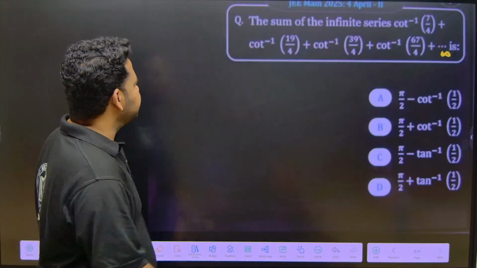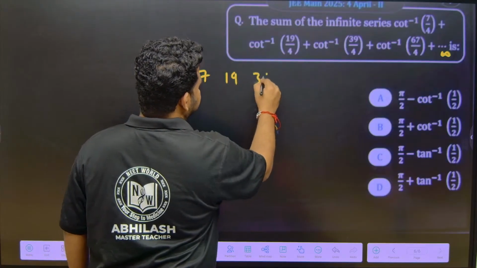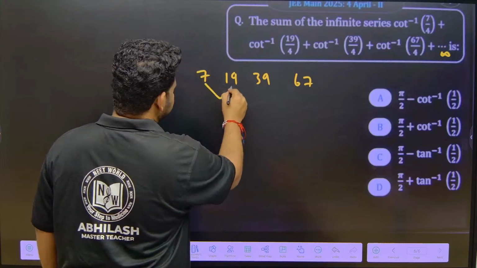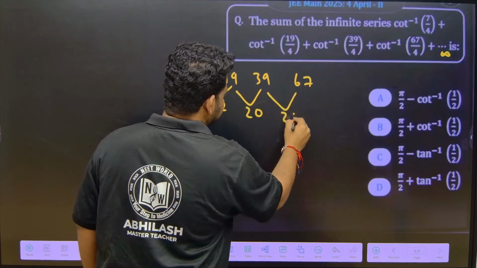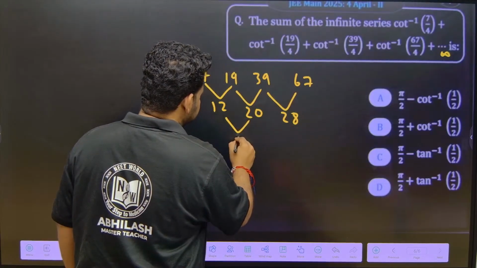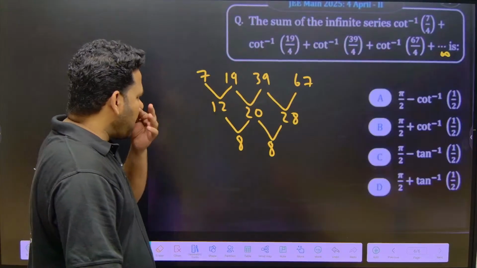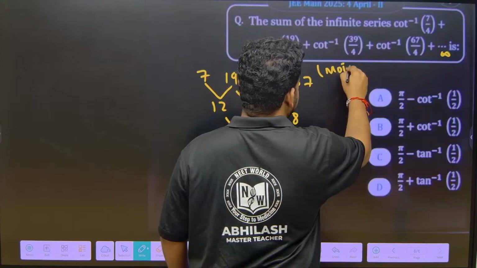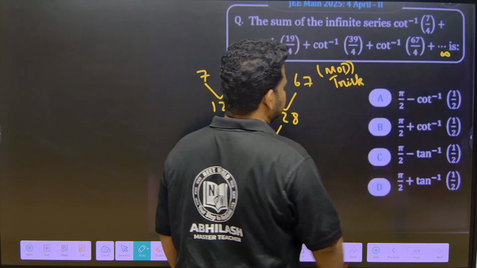In the numerator what we are getting? 7, 19, 39, 67. What is the difference? This is 12, this is 20, this is 28. So the difference is what? Difference is 8 here, here also 8. So we got the constant difference. So here we are using what? Method of difference. Method of difference trick.